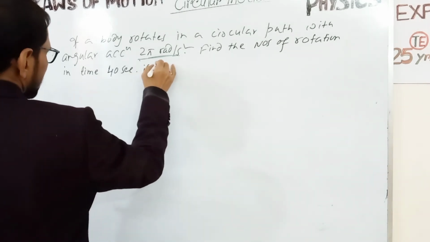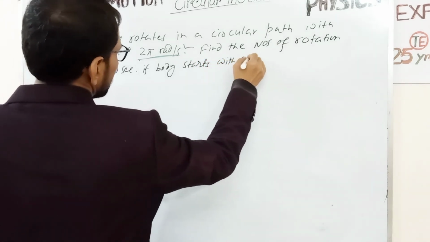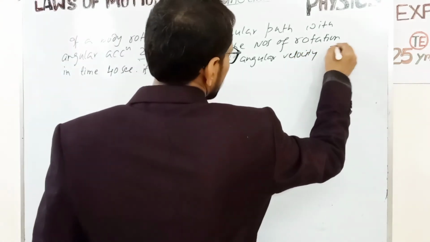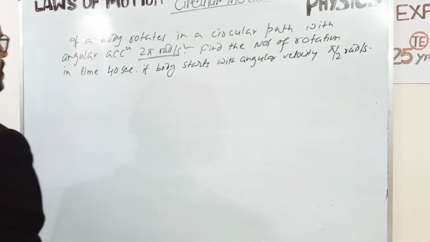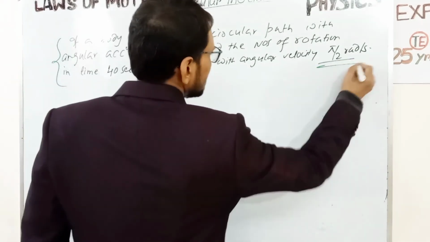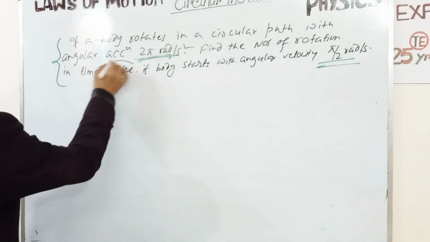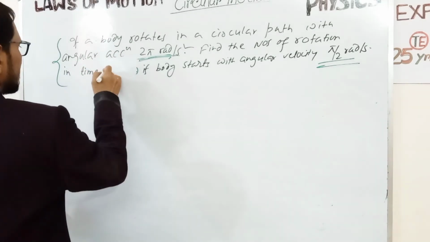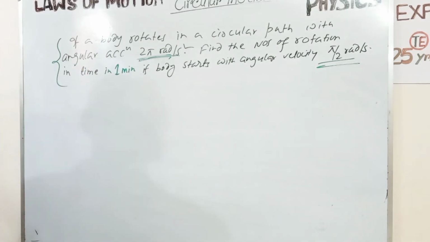If the body starts with angular velocity pi by 2 radian per second. So this type of question comes. What is the problem? The initial angular velocity is given and the angular acceleration is given. Now find the number of rotations in 40 seconds or 1 minute, etc. Suppose this is given in 1 minute.